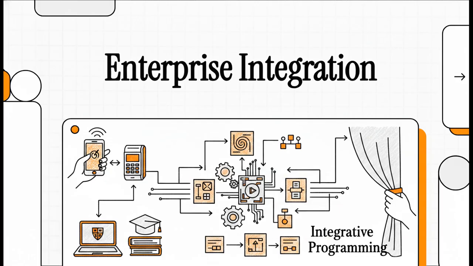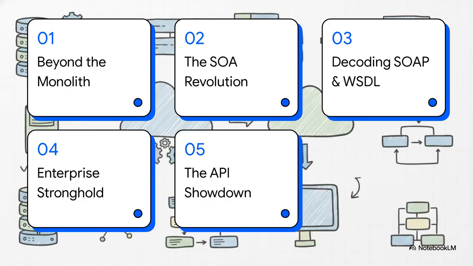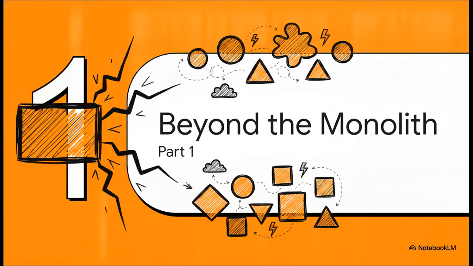And trust me, by the time we finish, you are going to look at every single digital transaction in a completely different way. So here's our roadmap for the journey today. We're starting with Beyond the Monolith, moving into the SOA revolution, then decoding SOAP and WSDL, exploring the enterprise stronghold, and finally wrapping up with the API showdown. All right, part 1, Beyond the Monolith.